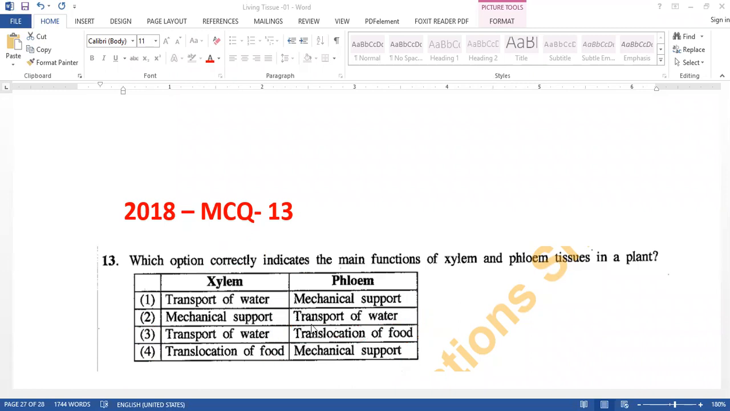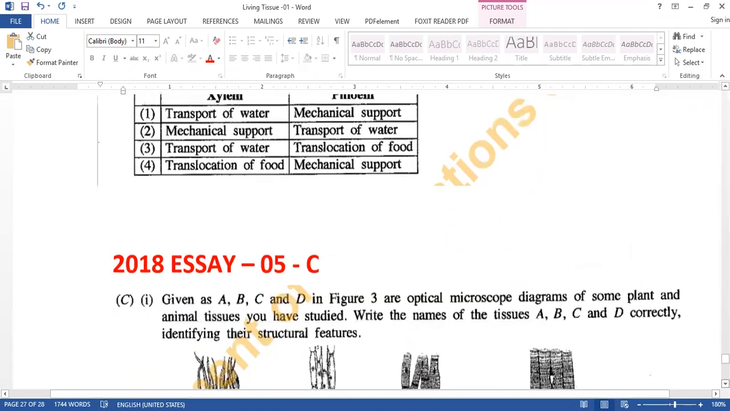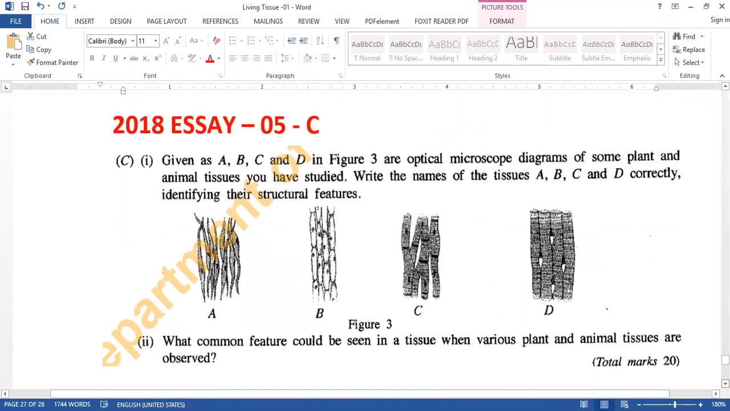Right. And now let's talk about the 2018 essay question number 5, C5. And normally I used to see that the questions coming on tissues come from MCQ and the structure. But here in 2018, they asked a question in the essay part also.